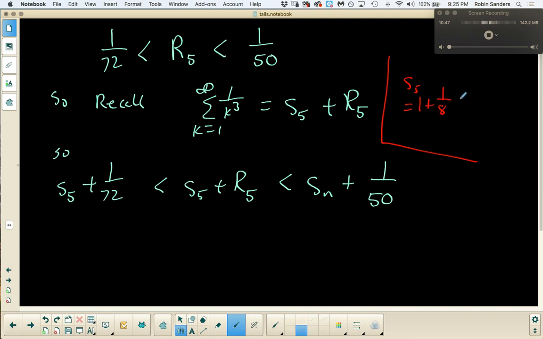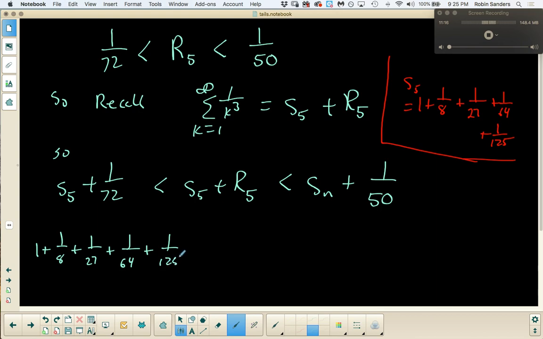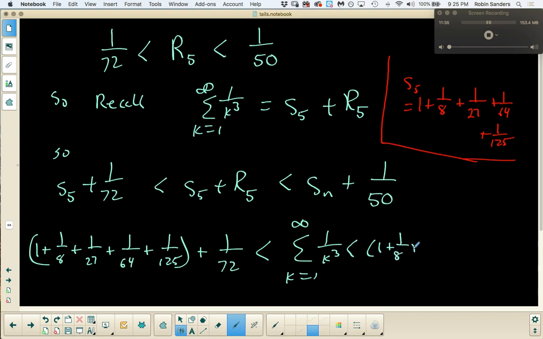1 plus 1/8 plus 1/27 plus 1/64 plus 1/125. That's what S5 was. And when I put that back in, what I wind up getting is that 1 plus an eighth plus 1/27 plus 1 over 64 plus 1 over 125 plus 1 over 72 is less than the series that we are trying to bound between two numbers. And that series is less than S5, which is again 1 plus 1 over 8 plus 1 over 27 plus 1 over 64 plus 1 over 125 plus 1/50.